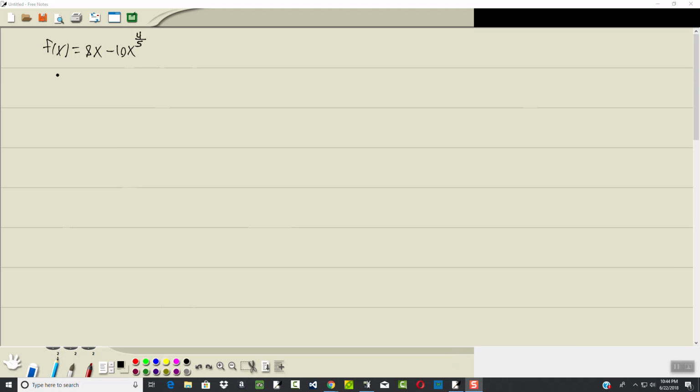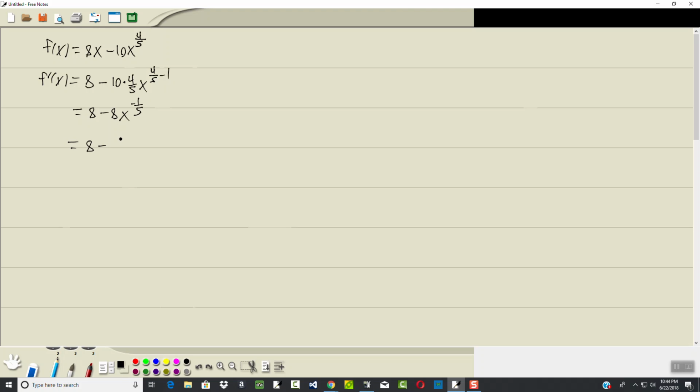Okay, let's take a look at this problem. We want to find the first derivative. The derivative of 8x is 8, minus 10 times x to the 4/5. Take your power, put it out in front, and lower it by 1. That gives us 8 minus 10 times 4 is 40, divided by 5 is 8, x to the 4/5 minus 1, which is negative 1/5.